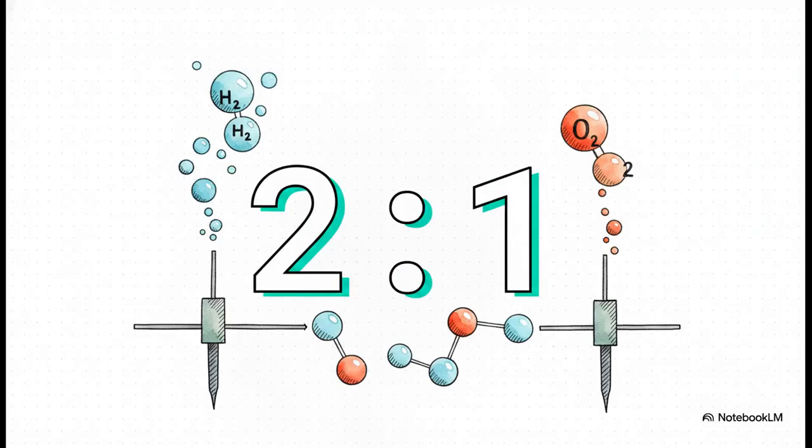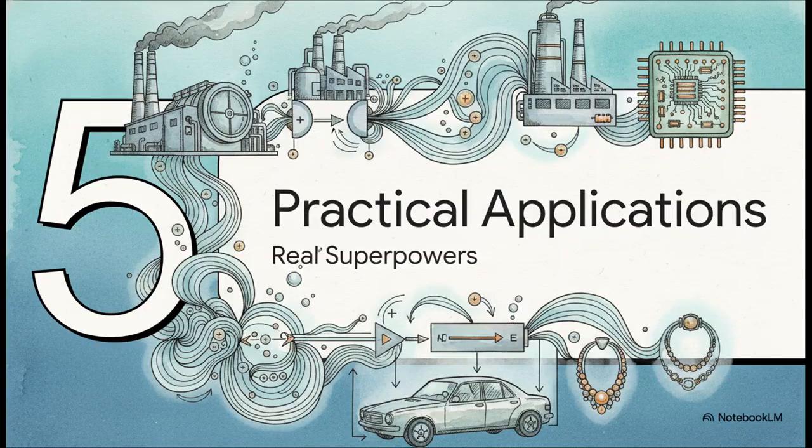And when that current starts flowing, we see something incredibly consistent happening at the electrodes, a strict 2-to-1 ratio. For every 2 molecules of water that get decomposed, exactly 2 volumes of hydrogen gas are liberated at the negative cathode, and exactly 1 volume of oxygen gas is evolved at the positive anode. It's literally a perfect mathematical demonstration of water's molecular formula, H2O, visually separating right before our very eyes. How cool is that?